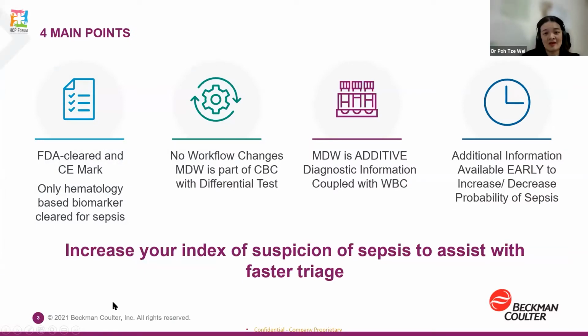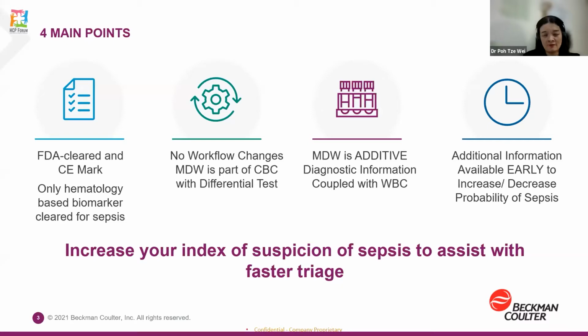MDW can really be summarized into 4 key points. First of all, this marker is FDA cleared for the early identification of sepsis and also CE marked. This is important because over the past couple of decades, many hematology parameters have been indicated to have some utility in detecting changes in the white blood cells as they respond to an incoming infection. However, monocyte distribution width is the only one that has been cleared by the regulatory authorities for early detection of sepsis.